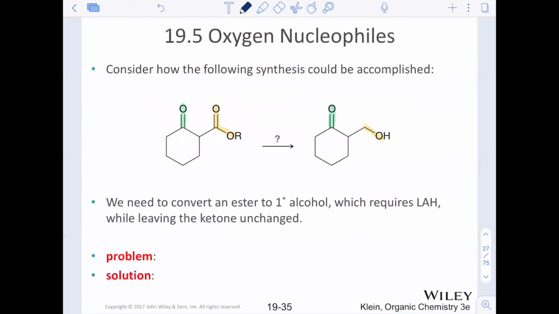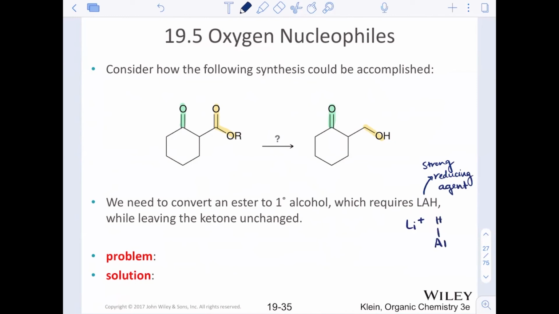Now, let's look at this just to talk a little bit more about those protecting groups. Look at both of these carbonyls. I have a ketone in green and I have an ester in yellow. My desired product is a ketone with an alcohol. So we need to convert the ester to a primary alcohol, which requires lithium aluminum hydride, which is a very, very strong reducing agent, right? Hydride is H-, lithium aluminum hydride looks like this.